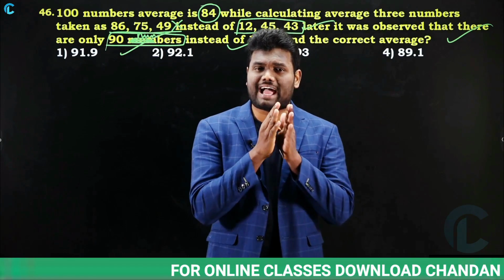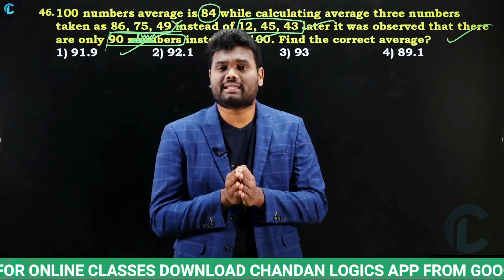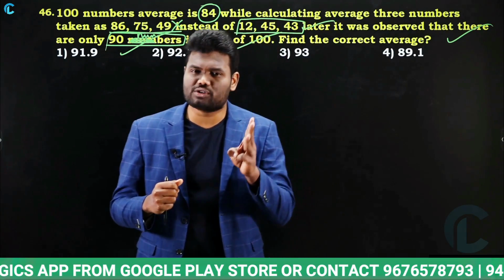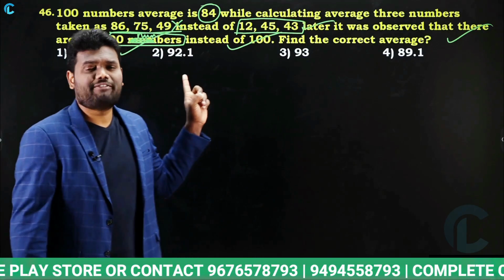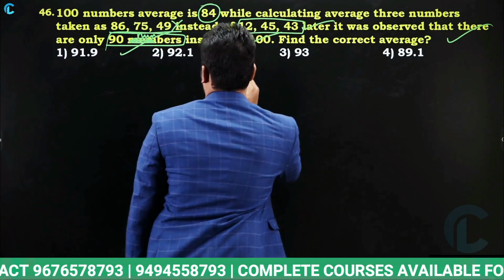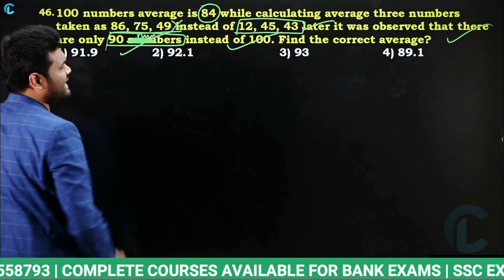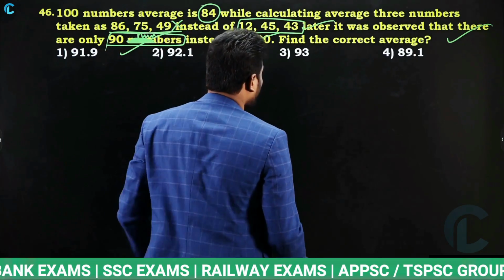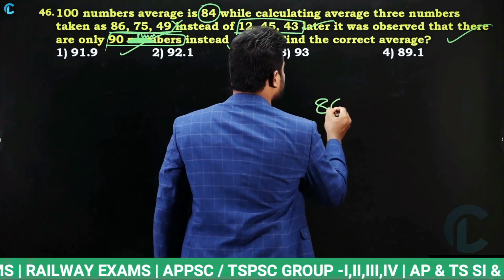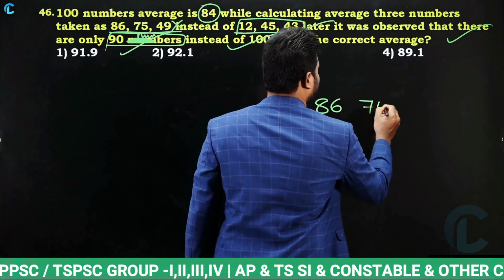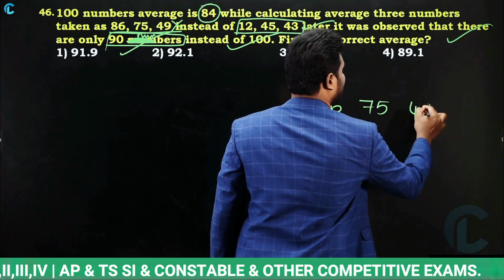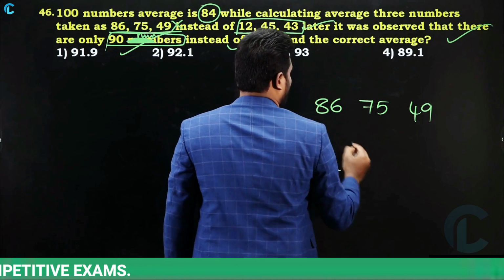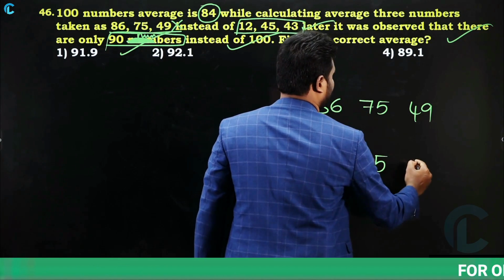In the previous question, we mentioned that two values were wrong, and that there are 100 numbers but originally only 90 numbers. In the same way, in this question also, three values are entered wrong. In this question also, it was given 100 numbers, but there are only 90 numbers. It is mentioned here clearly. Okay, there are only 90 numbers. Now we are asked to find the correct average. Let us calculate. Now what are the wrong values? Wrong values are nothing but 86, next 75, next 49. These are wrong values. And what are the correct values? Correct values are nothing but 12, 45, and next 43.